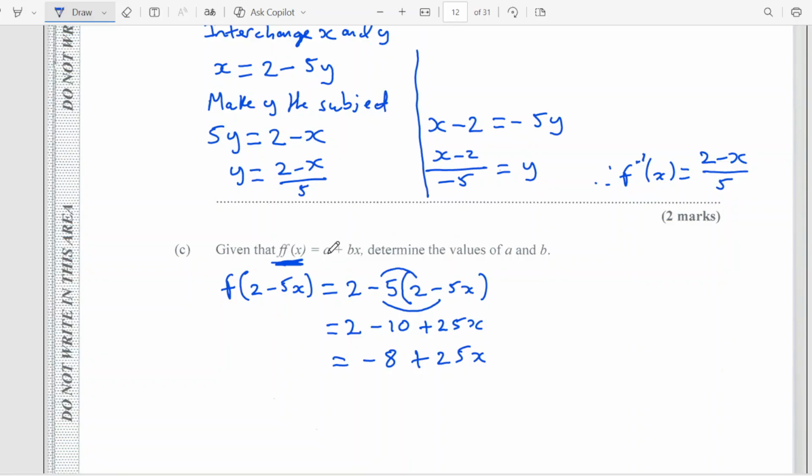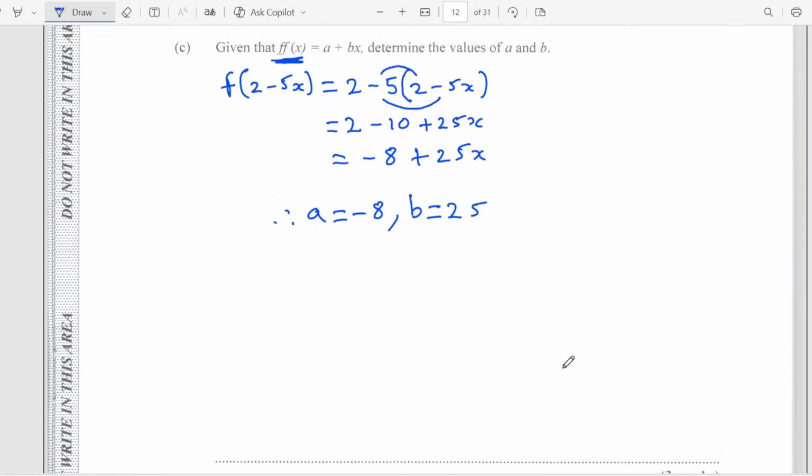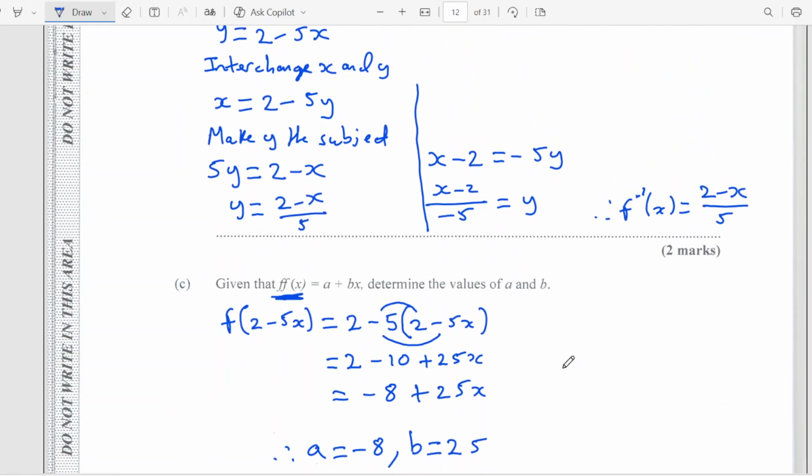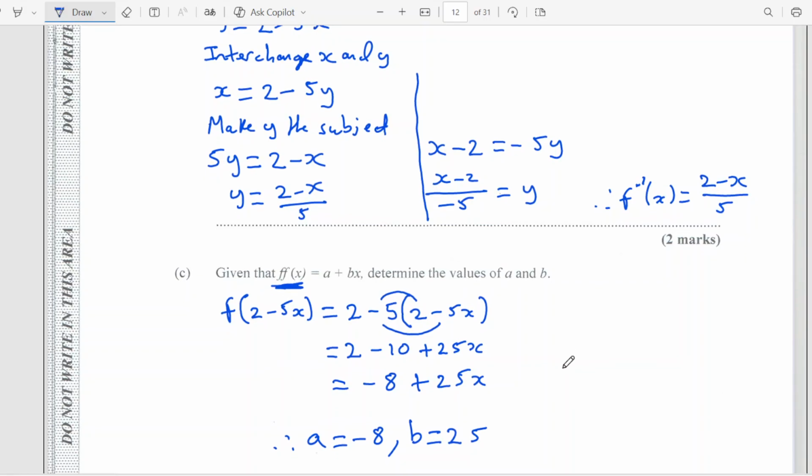We could see negative 8 is the number by itself. So therefore, a is equal to negative 8. And b is the value in front of the x. In this case, the value in front of the x is 25. So b is 25. Right, so that was the end of that question. 9 marks. Right. Any questions on this one?